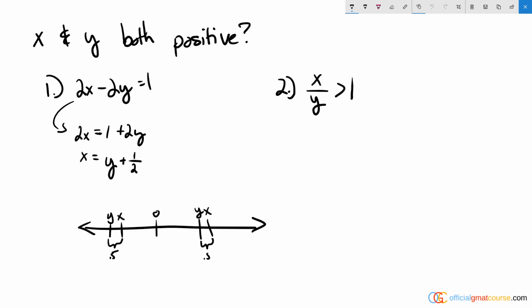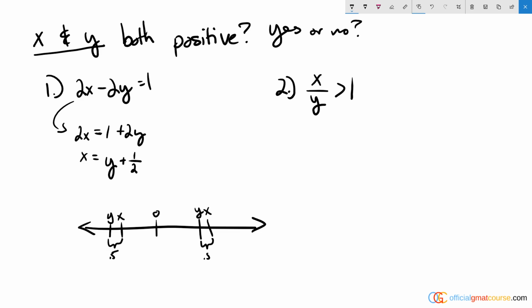Right, so we're asked a very simple question: are x and y both positive? So are x and y both greater than 0? Yes or no? It's a yes-no data sufficiency question. Now, evaluating these two statements independently is our first step.